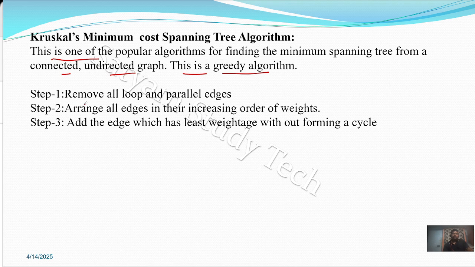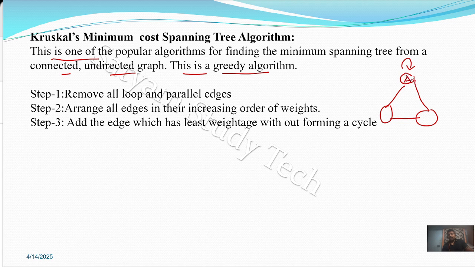So what are the steps? Step 1: remove all the loops and parallel edges. What is meant by loops and parallel edges? For example, this is a graph. Does this graph contain any loop? Okay, this is a loop.